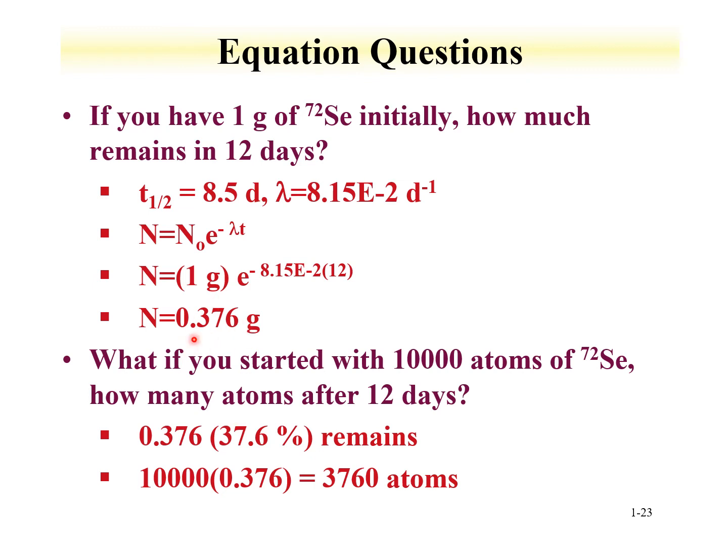So if you started with 10,000 atoms of selenium-72, how many atoms would remain after 12 days? Well, after 12 days, it's 0.376, so 37.6% remain. So if I started out with 10,000 atoms, I'd have 3,760 atoms after 12 days. So these relationships are the same: mass, number of atoms, they're correlated.